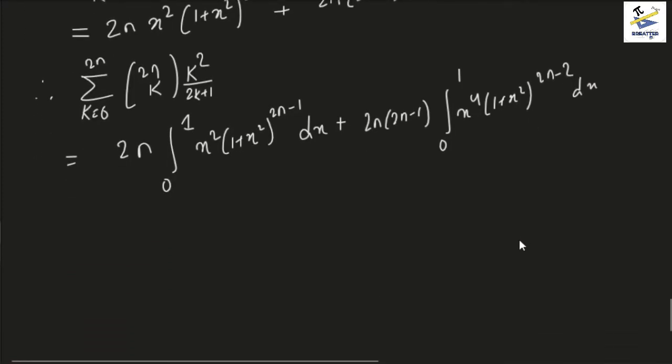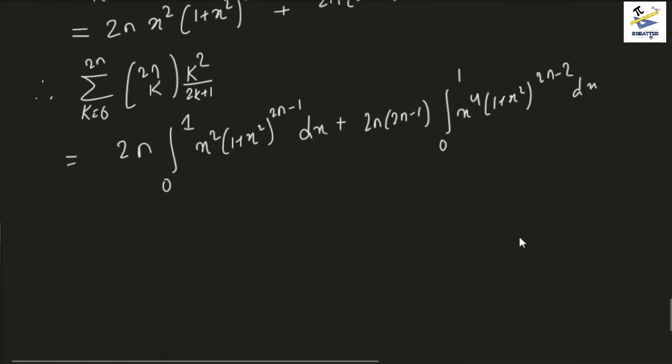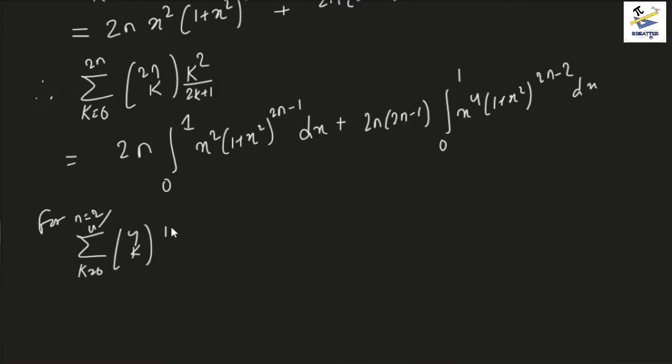Why is this useful? Because if we were to evaluate this sum for any particular n, let us say n equals 2, then we would have the sum over k equals 0 to 4 of 4 C k, k square by 2k plus 1 equals, now this should be 4 times the integral of x square into (1 plus x square) whole to the power 7, right?